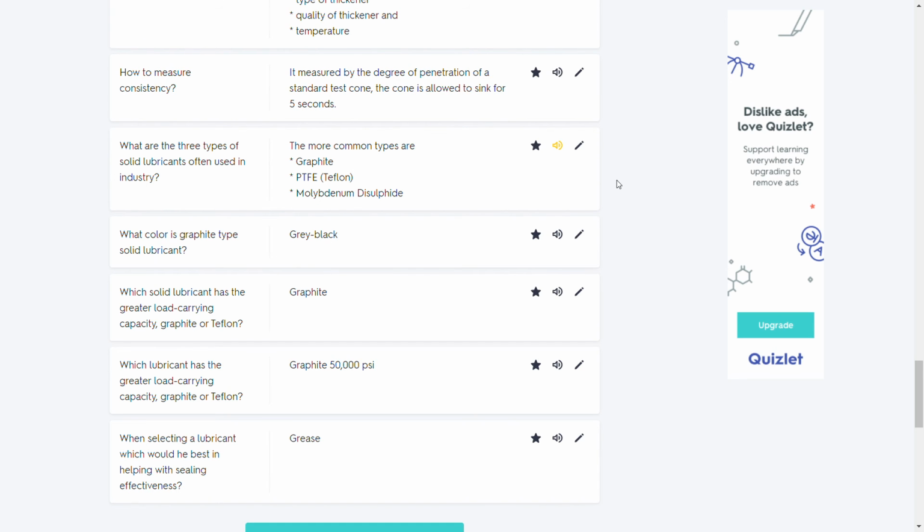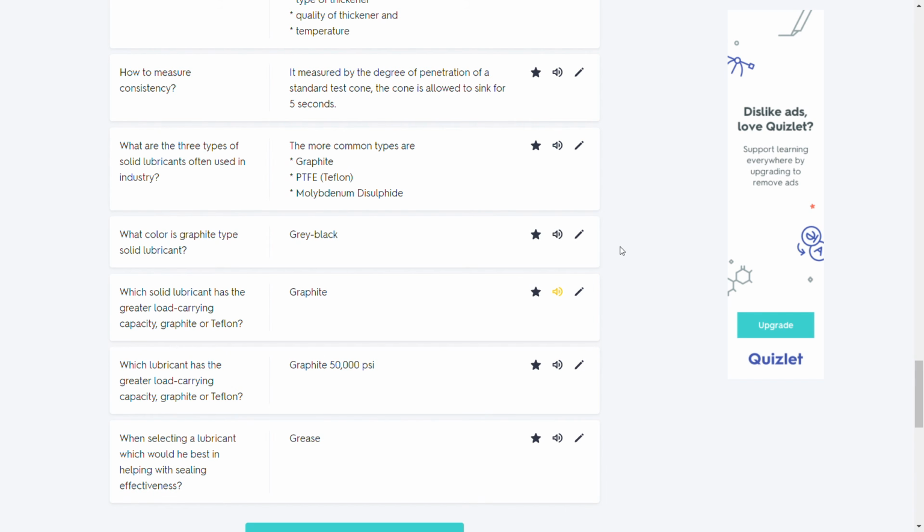What are the 3 types of solid lubricants often used in industry? The more common types are graphite, PTFE, and molybdenum disulfide. What color is graphite type solid lubricant? Gray-black.